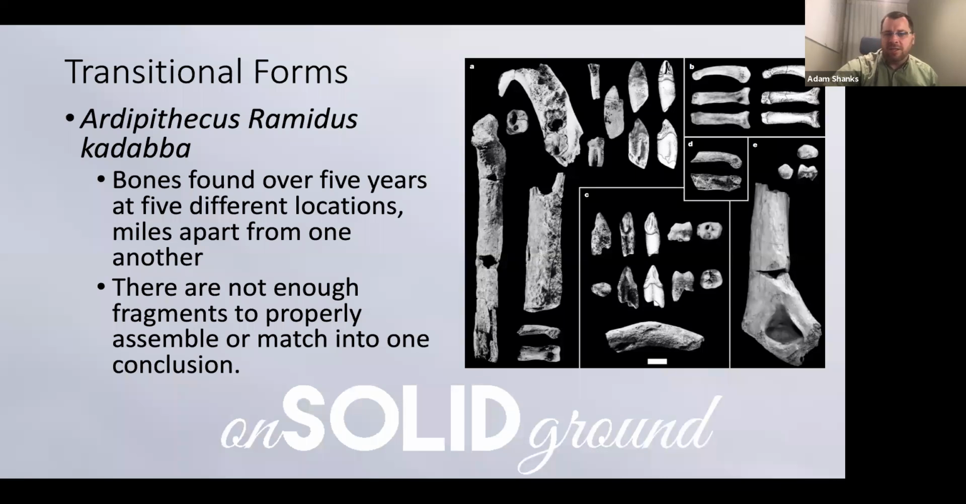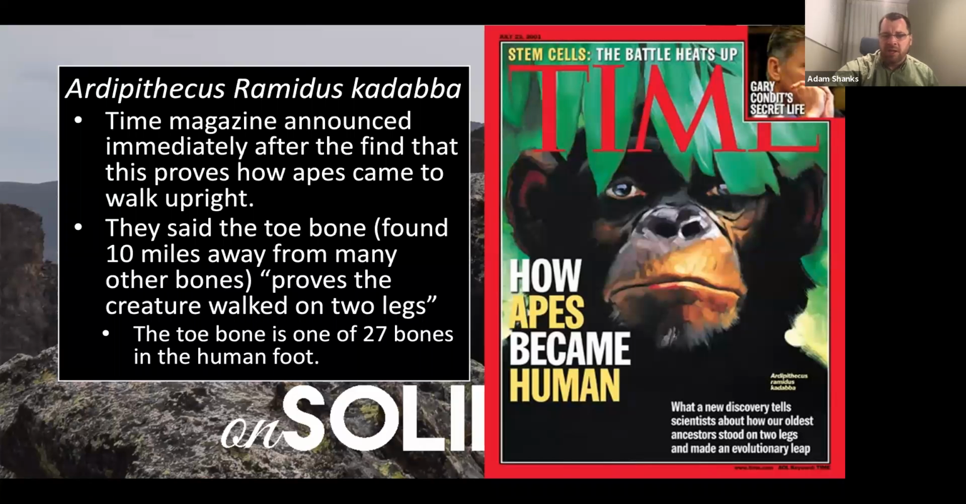Arctopithecus Romitas cadaver: bones found over 5 different locations over the course of 5 different years, miles apart from each other, yet they were claimed to be all from one person or one group of people. And they were proclaimed to be the link based on a toe bone found 10 miles away from the other bones.